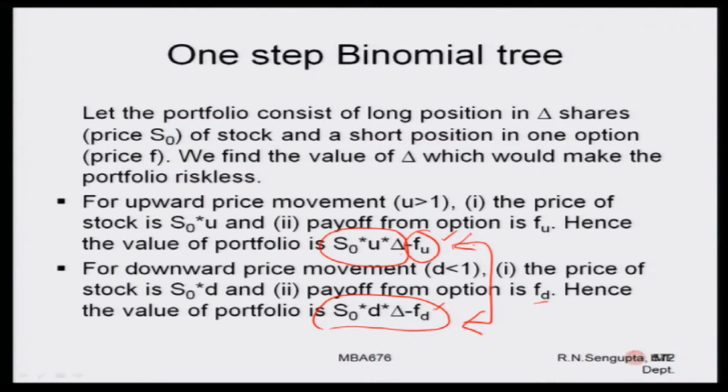that S0 is the spot price as of today, U and D are the percentage increase and decrease, and F suffix U and F suffix D are basically the payoff happening for the case of an upward trend in the price and a lower trend in the prices of that particular stock.